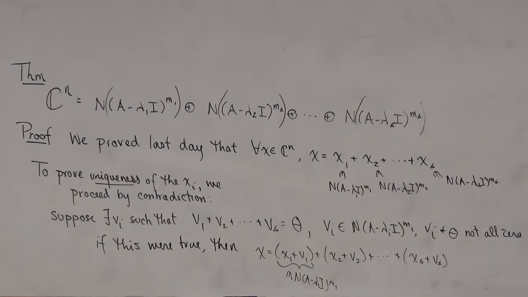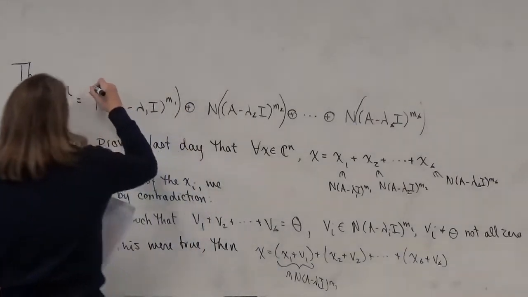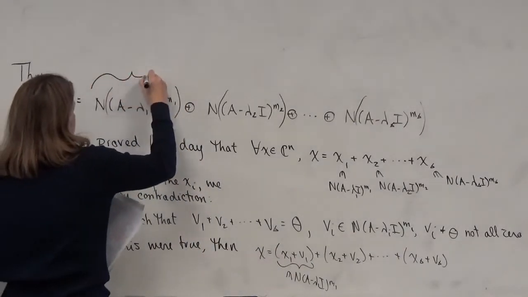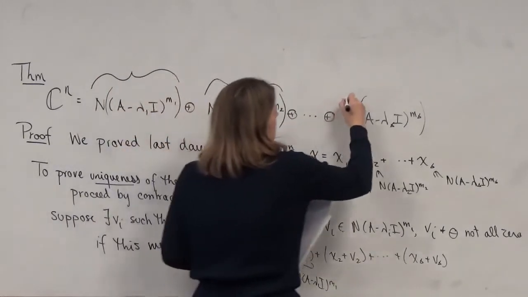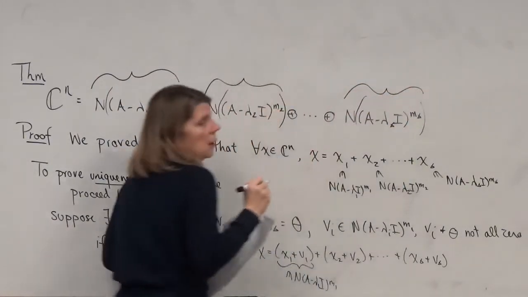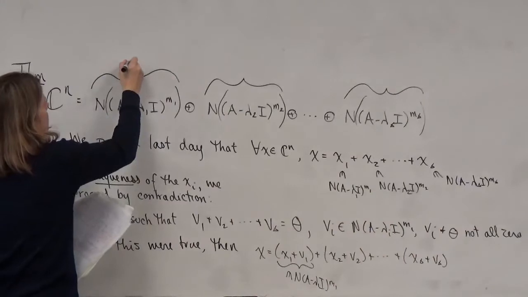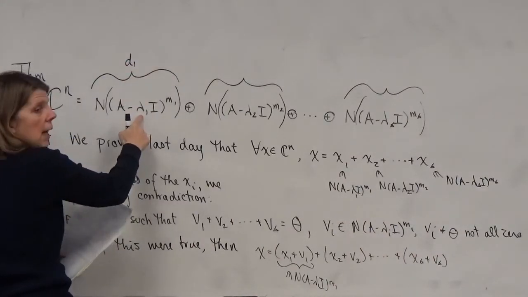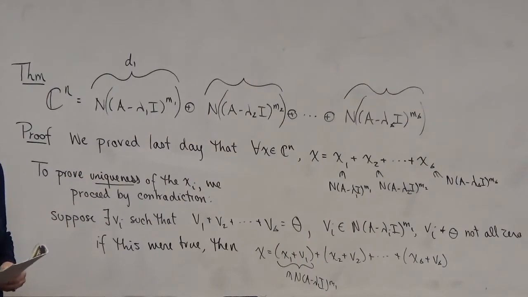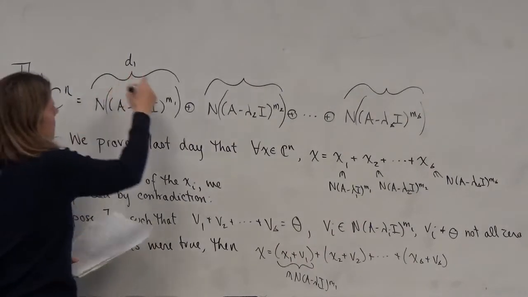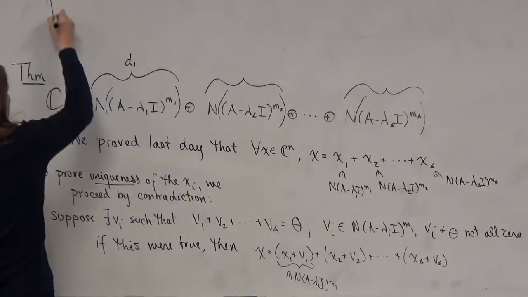Okay, good. The other thing that we should establish is that the dimension of each of these null spaces corresponds to the multiplicity of that eigenvalue in the characteristic polynomial. I'm not going to prove this, I have the reference to the text where it is proved. Let's just recall.